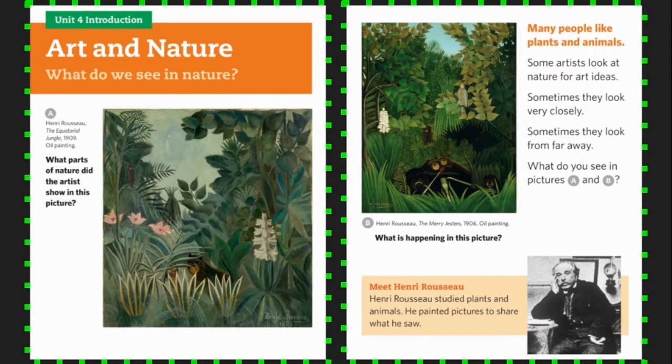Yes, very good. Just like the title, it says it's a jungle. You see a jungle, you see plants, you see animals. They're hiding in their habitat, in their setting. Now let's go to the other page.